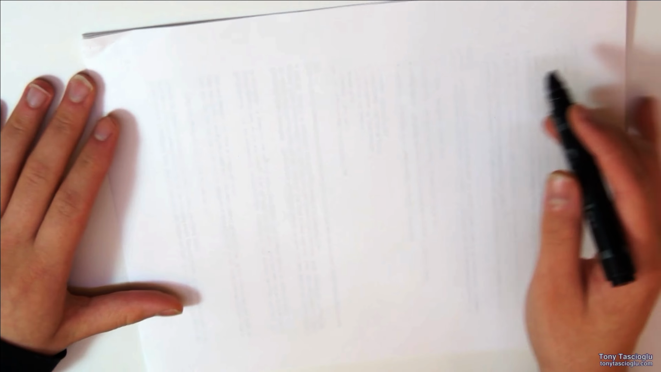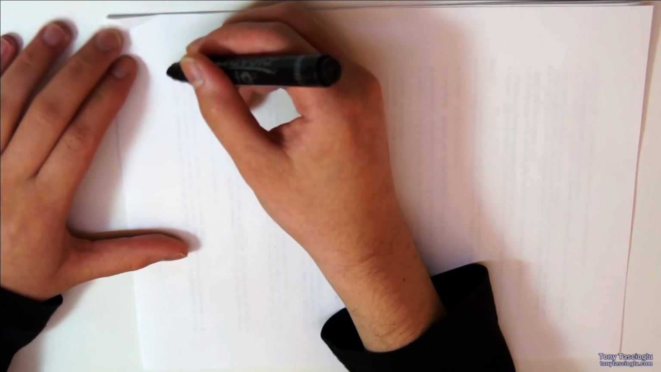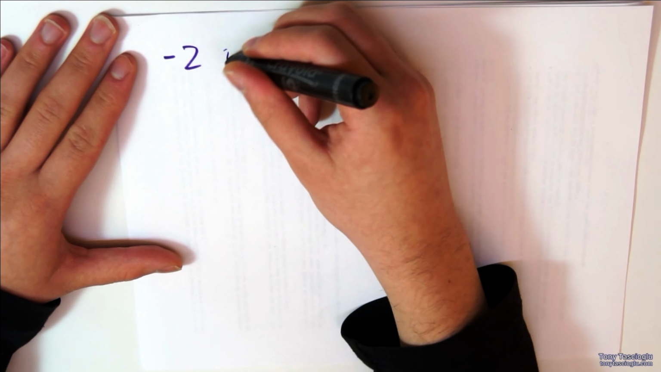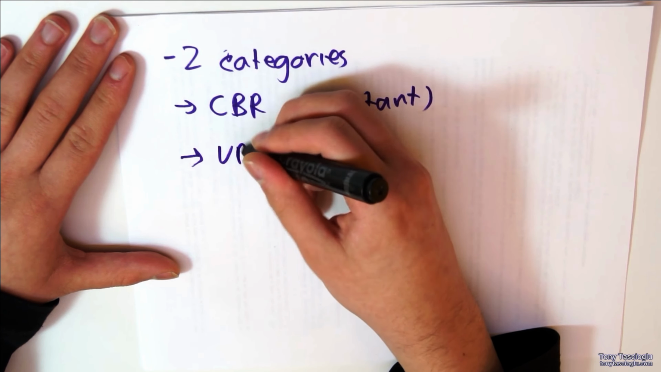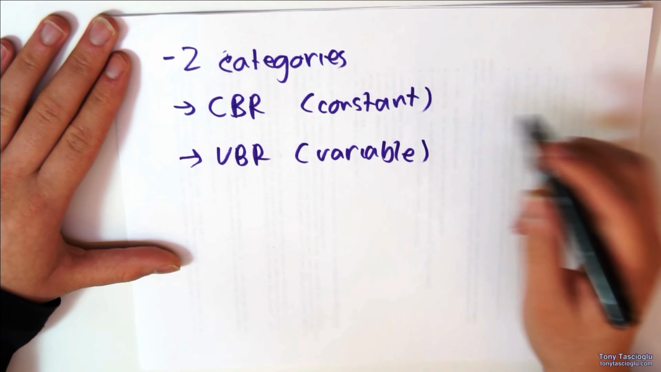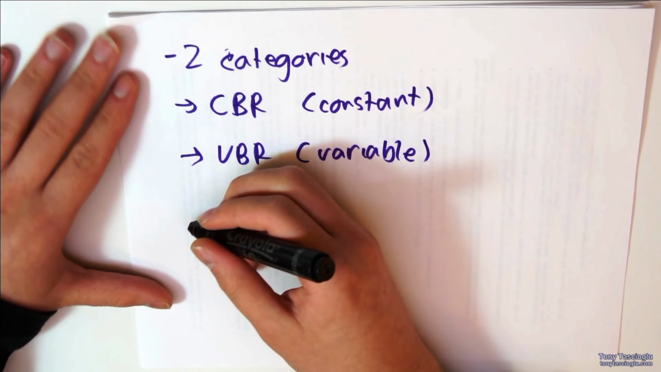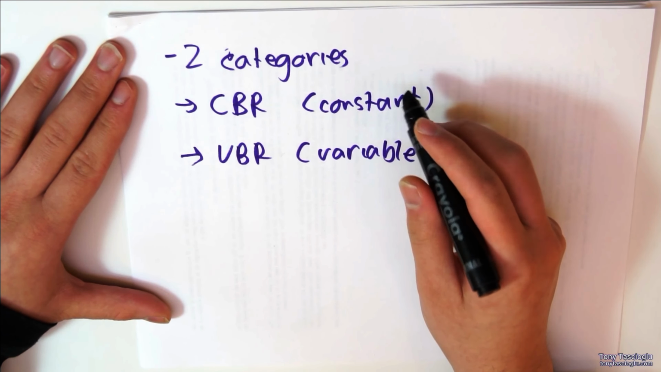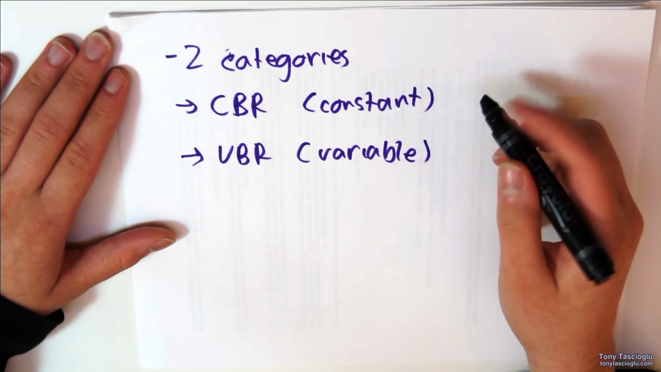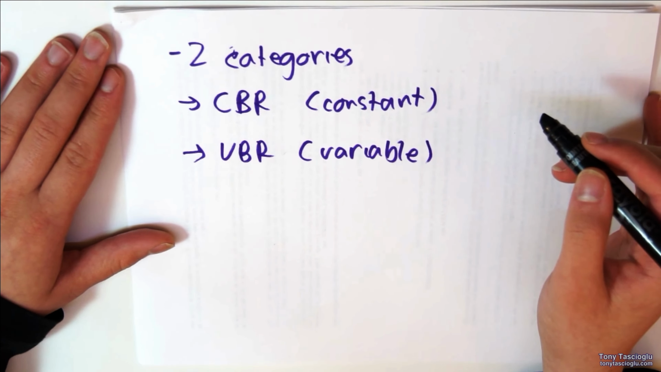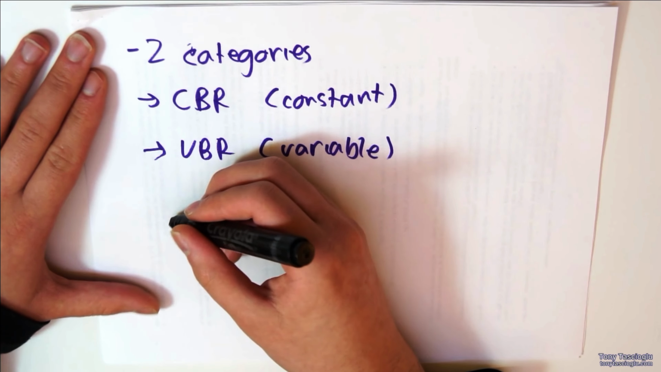But I'd first like to go over the two main categories. The two main categories we have are CBR, which is constant bitrate, and VBR, which is variable bitrate. Now, first let's start with CBR. You've probably heard of CBR if you were streaming video, because both YouTube and Twitch recommend a video bitrate of around 6,000 kilobits per second constant. Now, what does this mean?